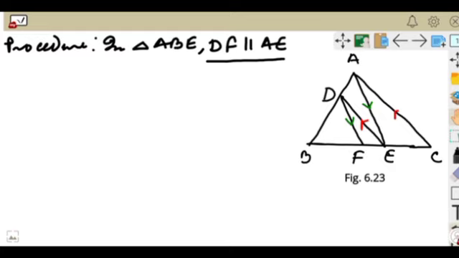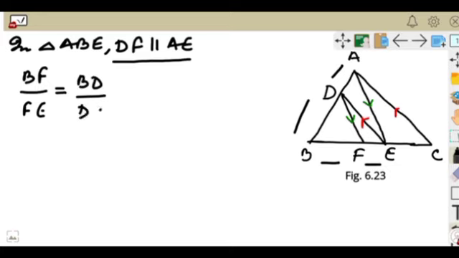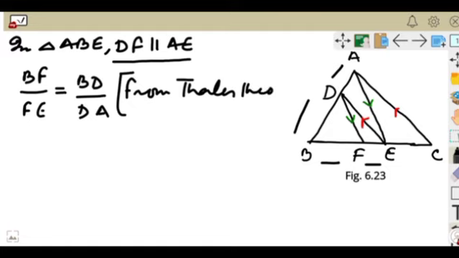Let me drag the screen a little bit. So I'll write here BF by FE equals BD by DA, from Thales theorem. And I'll give here equation 1.